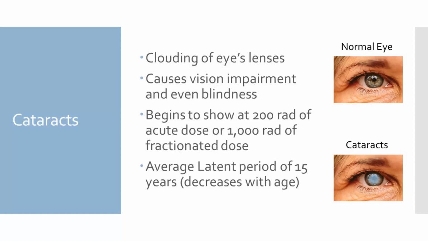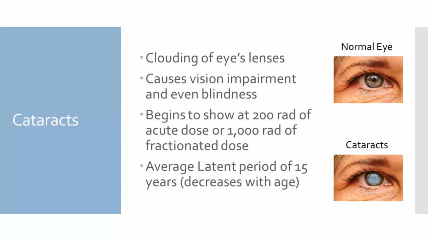Studies have shown that cataracts begin to manifest after an exposure of 200 rads of acute dose to the lens of the eye. However, a fractionated dose, or one that is spread over time, will begin to result in cataracts after a dose threshold of 1,000 rads is reached. The average latent period for cataracts to manifest is typically 15 years. However, it has been observed that this time decreases as the exposed individual's age increases at the time of exposure.